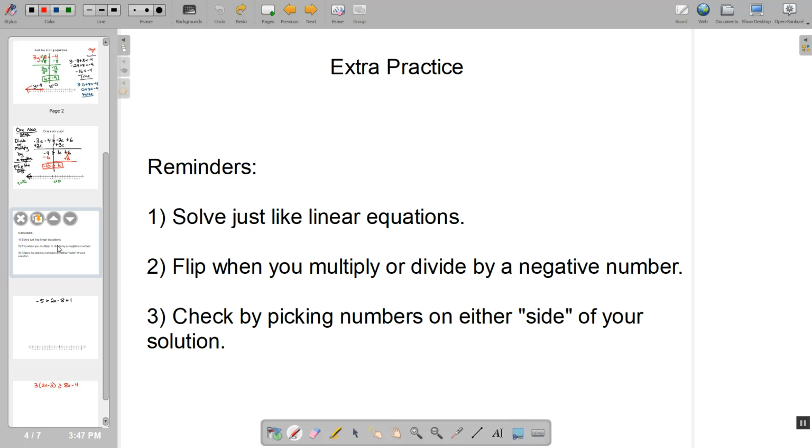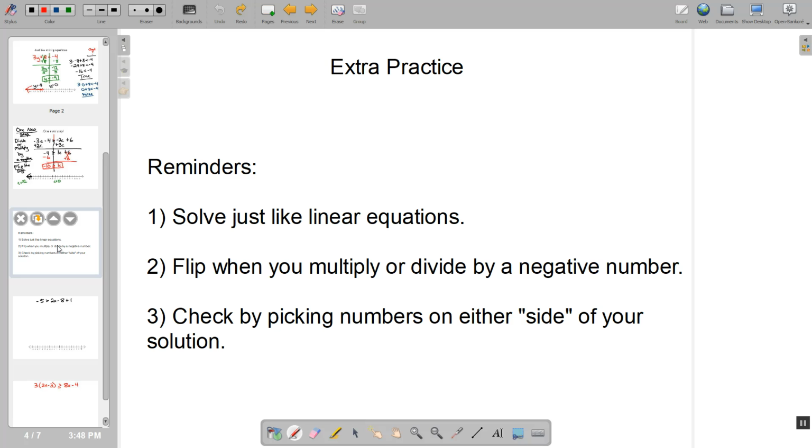Welcome to the extra practice for solving linear inequalities. A few reminders before we do a couple quick examples. The first one is you're going to solve these just like a regular equation. You're going to draw your line down your equal sign, get the variable alone, check your answer, all of the same stuff you normally do.